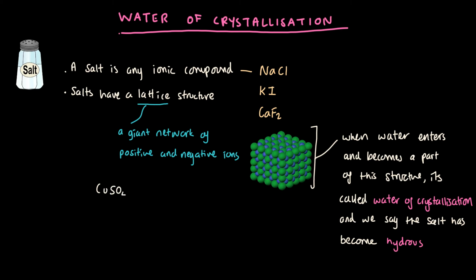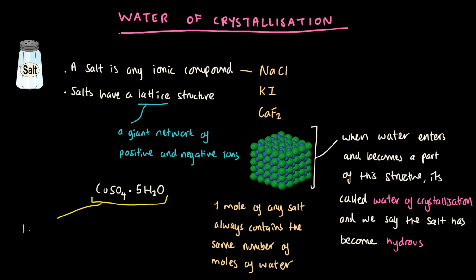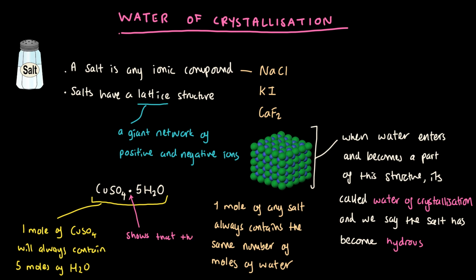This is the formula for hydrated copper sulfate. It shows that 1 mole of copper sulfate contains 5 moles of water. 1 mole of any salt always contains the same number of moles of water. So 1 mole of copper sulfate will always contain 5 moles of water. The dot here shows that copper and sulfate are not covalently bonded.